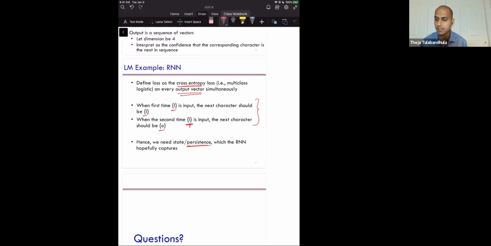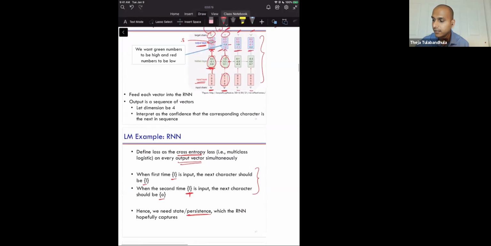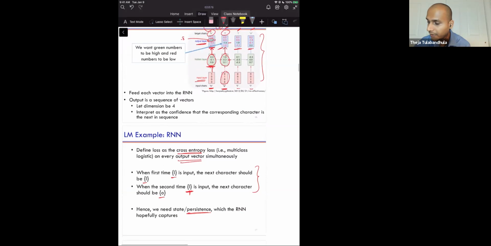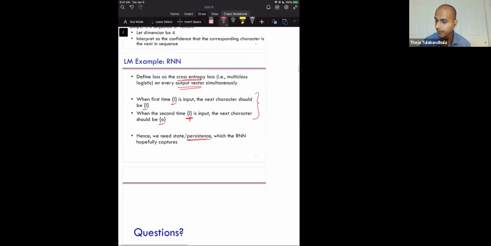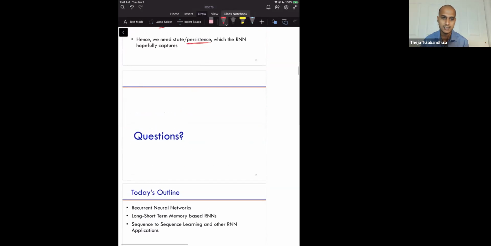And hopefully the RNN captures that because you're passing on information. So when the second L is passed, you also have information about the fact that there was an L before, and hopefully that ensures that O's coordinate is the one which is triggered the most. Okay. Any questions about this part? This is how an RNN is.